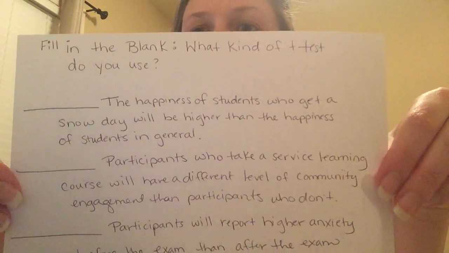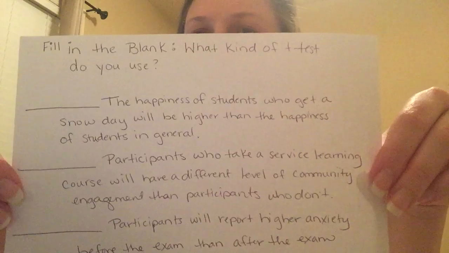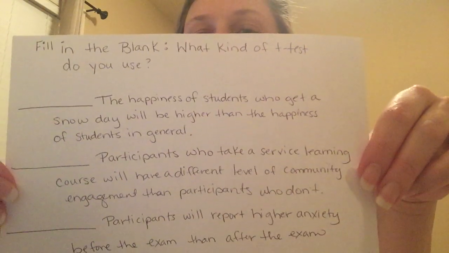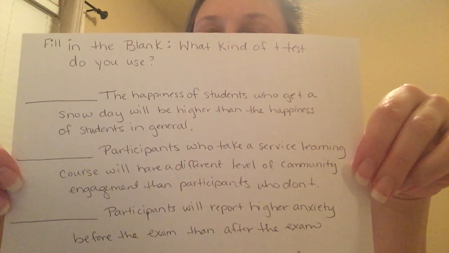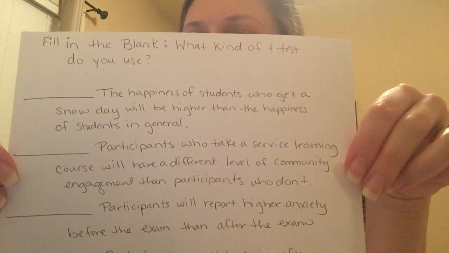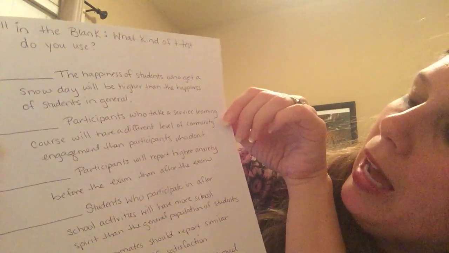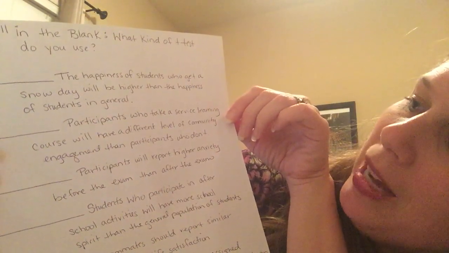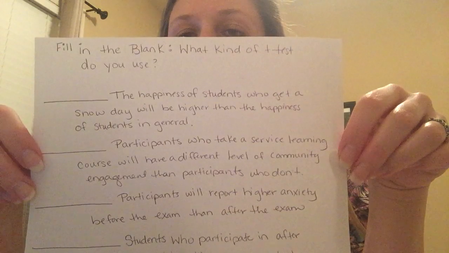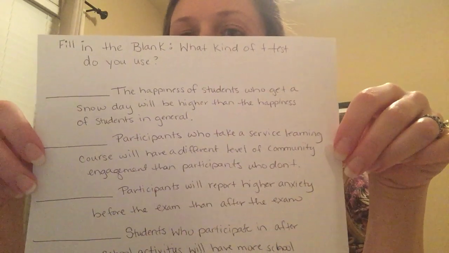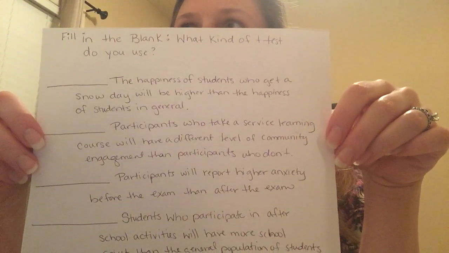Okay. All right, so this is like a typical fill-in-the-blank kind of section where you're indicating what kind of t-test you're going to use. Now, I want to highlight here that I'm asking about one sample versus independent t-test versus dependent t-test. Okay, that's what I mean by this question. So the first one is the happiness of students who get a snow day will be higher than the happiness of students in general. So the happiness of students who get a snow day versus the happiness of students in general. So you're trying to decide, is that one sample, is it independent, or is it dependent?